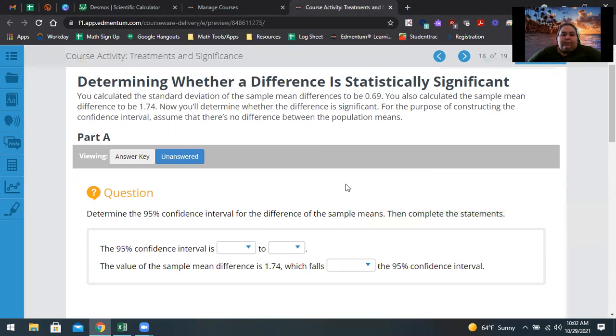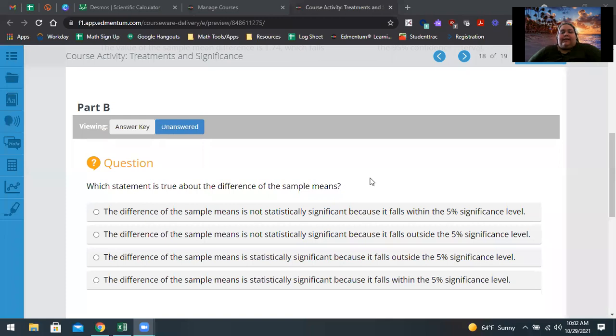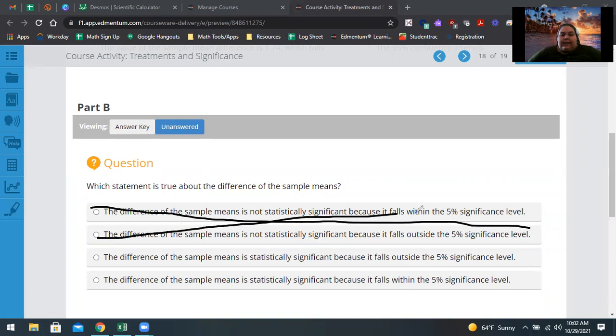So moving into part B. Remember, the idea is that we're looking for that 5%. So we're looking at if it's actually on the outside part. If it's inside, it's considered not statistically significant. If it is outside, it is considered statistically significant. So you should have gotten that it is outside. Because it's outside, you're going to ignore the first two options here. Because it falls outside, it is considered statistically significant.